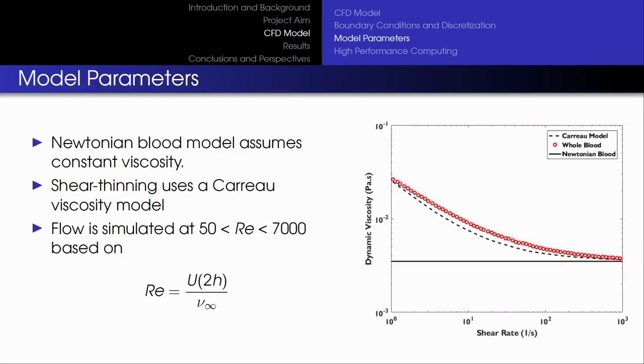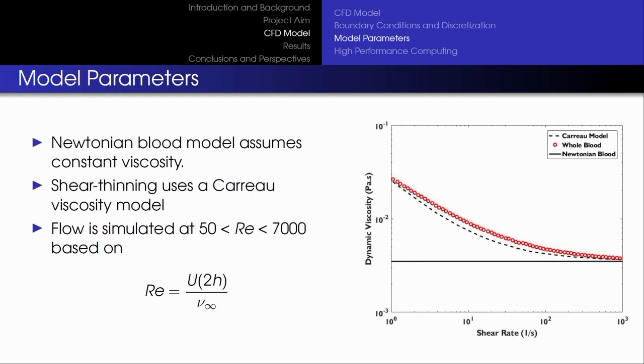So our models are looking at two viscosity models. The first one assumes a constant viscosity. The Newtonian has a constant viscosity of 0.0035 pascal seconds, and as you can see, it's a straight line. When we want to model the shear thinning, we use a Carreau viscosity model, which has this curve. As you can see, the red circles are blood, and the dashed line is the Carreau model, which fits quite well.